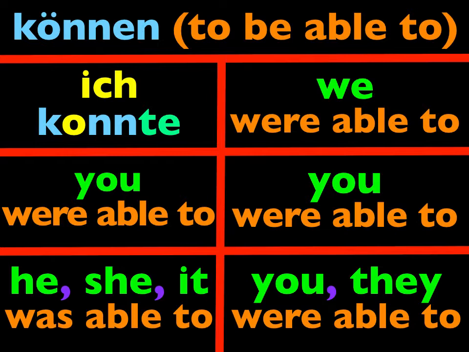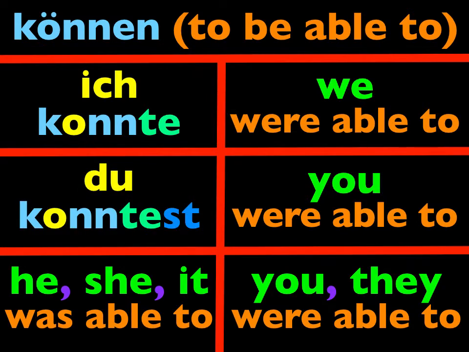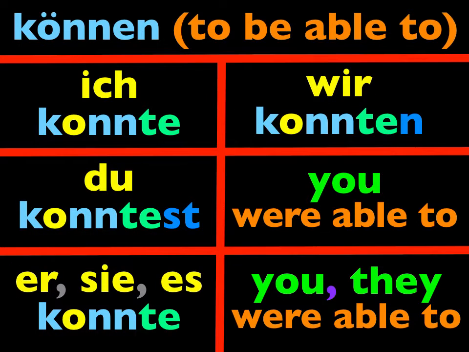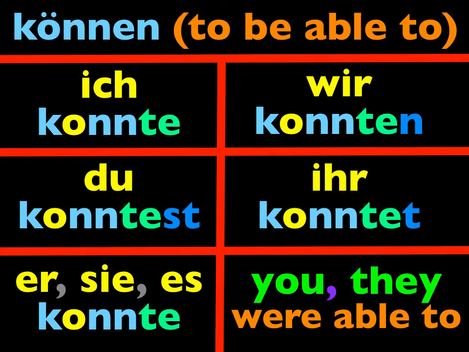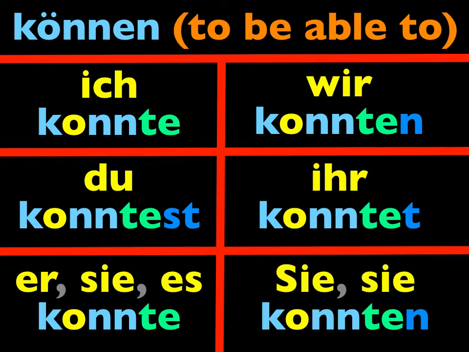So it's ich konnte. Repeat after me. Ich konnte. Du konntest. Konnte. Wir konnten. Ihr konntet. Sie konnten. This is the preferred past tense of können in spoken German.